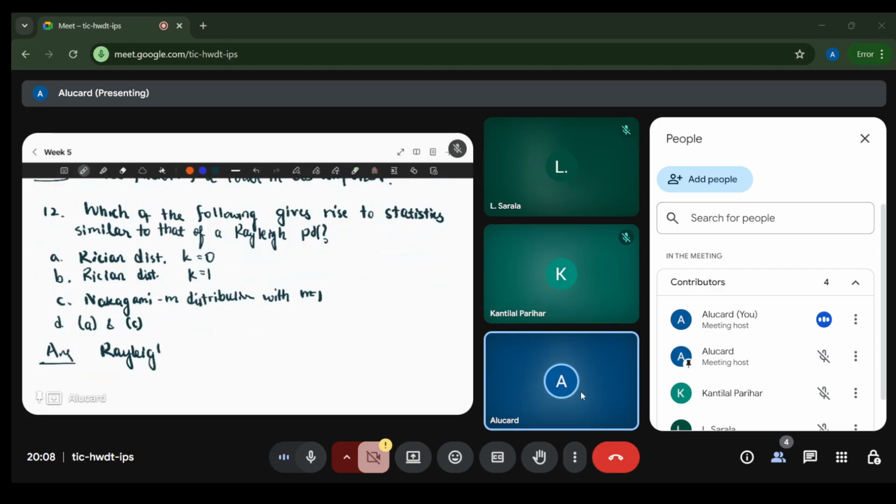Rayleigh fading is the same as Ricean fading without a line of sight component. So what is the value of k when there is no line of sight component? You have to find that out. Then you'll know if Rayleigh fading matches Ricean distribution with k equals 0 or k equals 1.